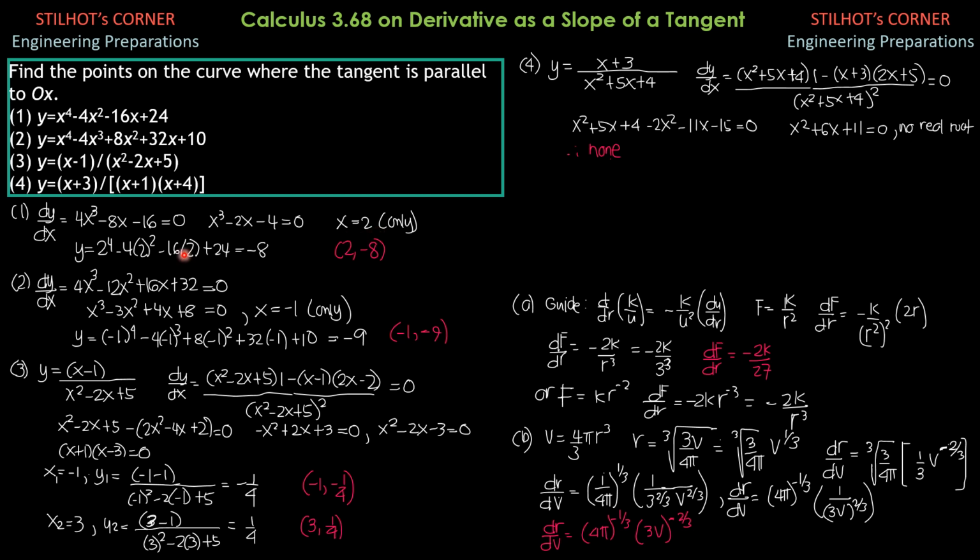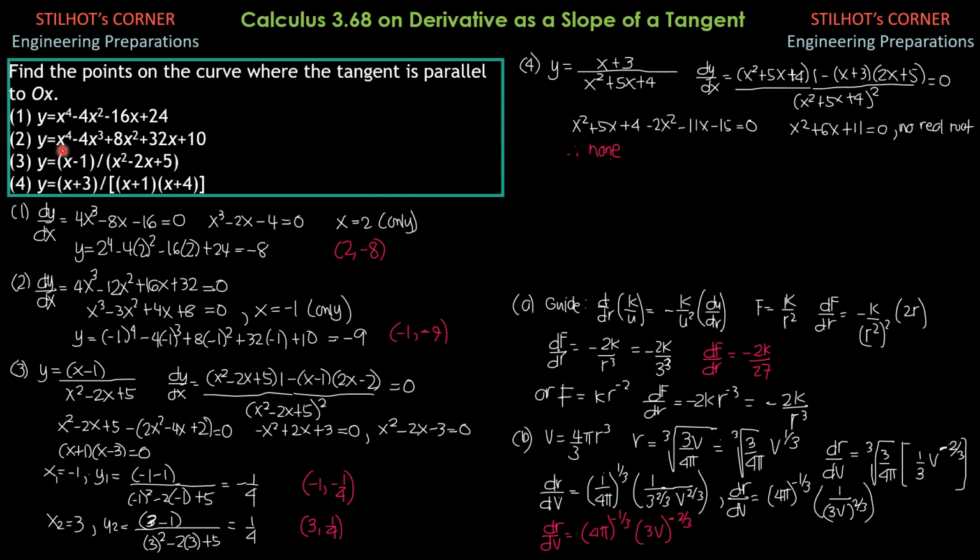So x is 2, and when x is 2, y is, substitute into the original equation, 2 to the fourth minus 4 times 2 squared minus 16 times 2 plus 24, and that is negative 8. Therefore, the point on the curve, this curve here, where the tangent is parallel to the x-axis, is at 2 comma negative 8. We proceed to the second one.